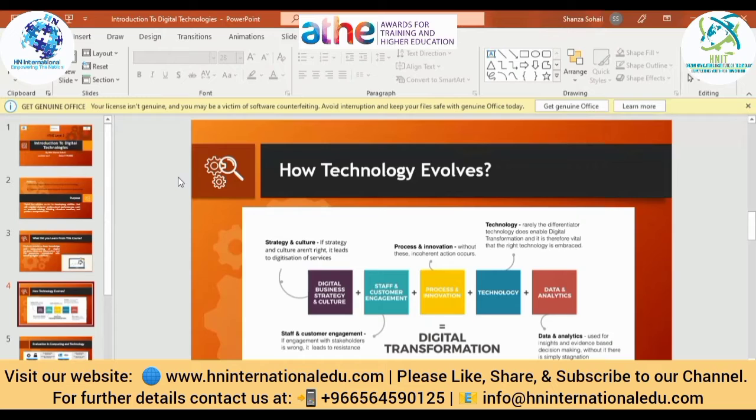So process and innovation means people work on it and find the problem and then write the solution for that and use the technology. After using the technology, they make applications like Facebook, WhatsApp and Google. These are all applications which have been created after the problems which they found in their society. After that is data and analytics. When the application has been launched, the data and the analytics are analyzed. So there are five components which are important in innovation and digital transformation.